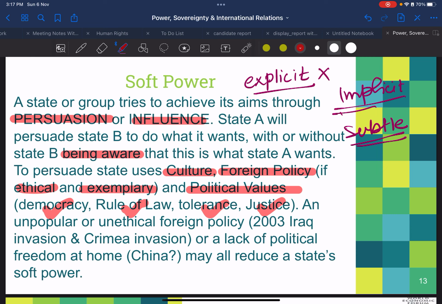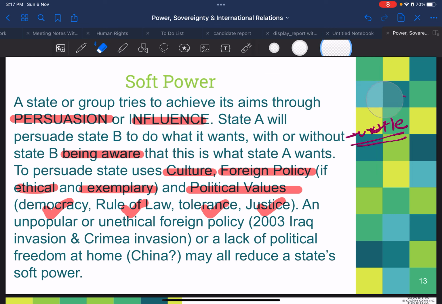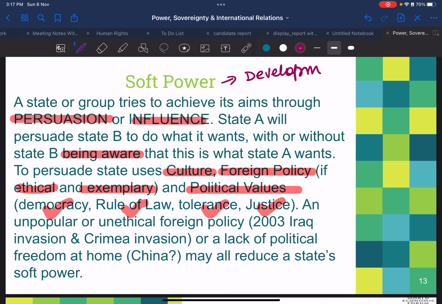So what examples do we have? I'll just erase what we have written here so that we have more space. Number one, development aid. Apart from what we discussed, culture, foreign policy, democracy, rule of law, tolerance, justice, all in an ethical way, another one is development aid. For example, the United States aid agency gives most aid to countries where development matters to U.S. security interest. In 2015, Pakistan and Afghanistan received the most U.S. aid, but you can now highlight some recent examples also.